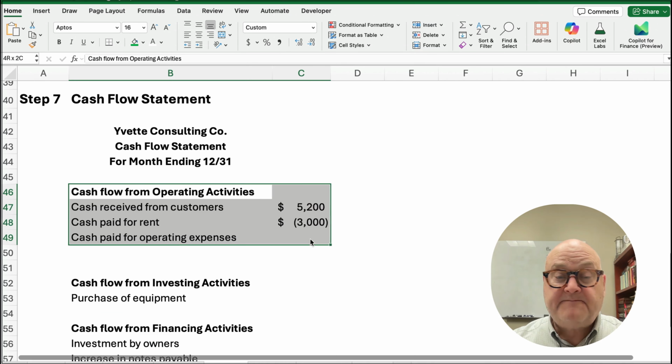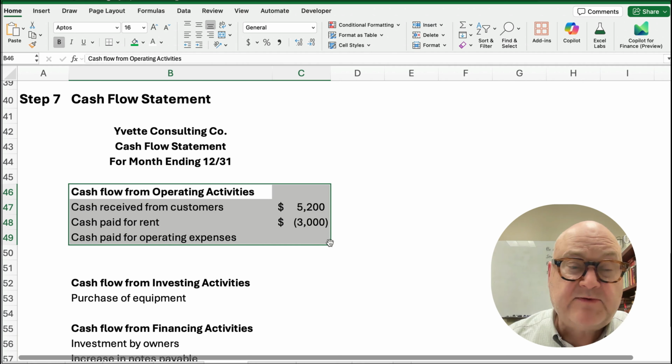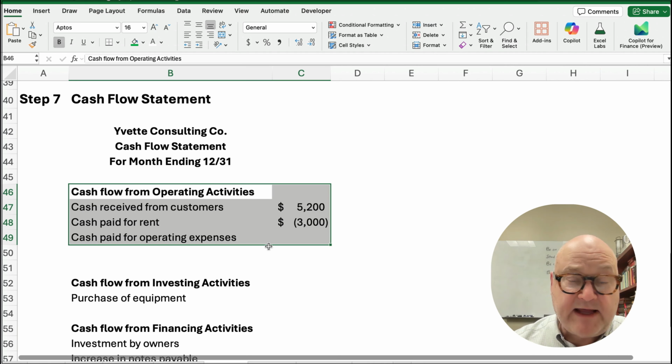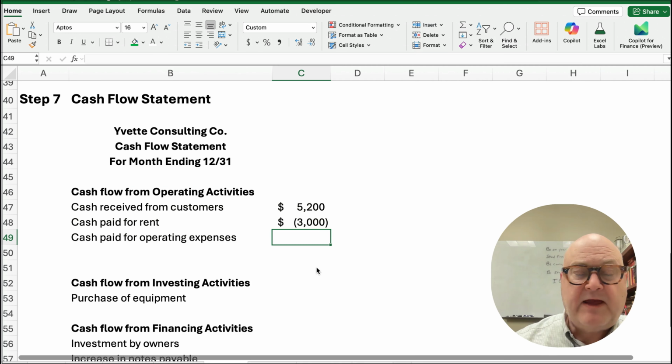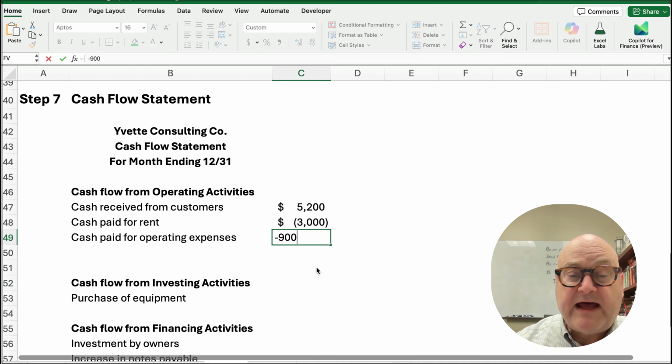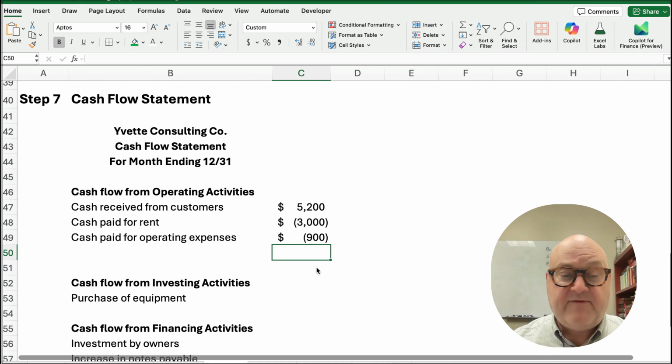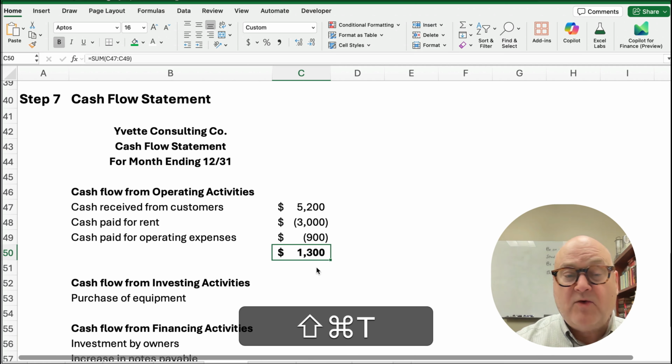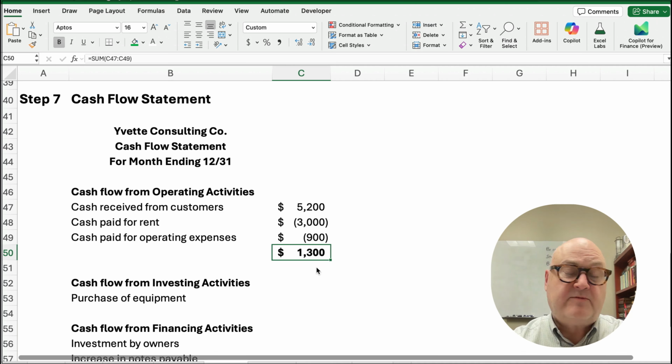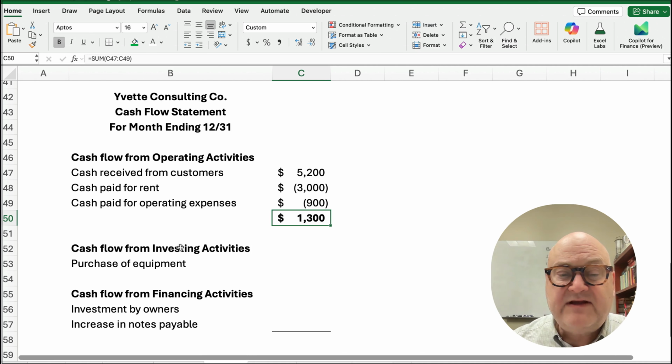And so therefore that is all operating. Now let me explain the situation on the cash flow statement. We have operating activities, everything involved in creating net income. Now we have some more operating expenses, and it was the advertising and utilities, and that total was $900. So what we have is, we have the total cash flows from operating activities is going to be a positive $1,300.